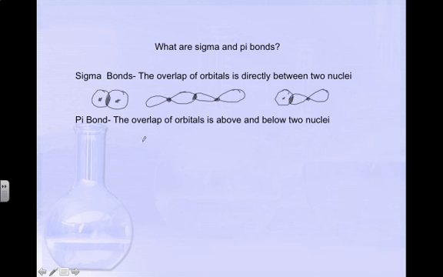A pi bond happens between 2 p orbitals. So, okay, here are our 2 nuclei right there. Here's our overlap, and here's our second overlap. And this is where the electrons are going to be. And it's not in between 2 nuclei. It's above and below the nuclei. So this is not as strong. Okay? Sigma bonds are much stronger because the electrons are in between 2 positive charges. Pi bonds are not directly between those, so they're weaker.